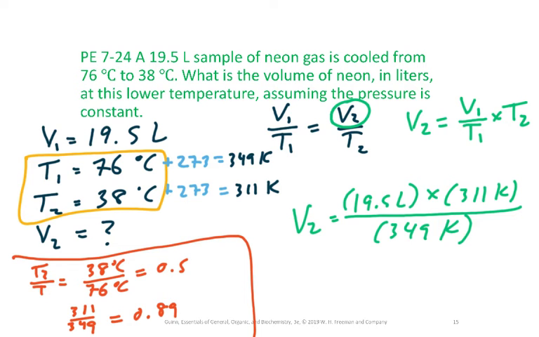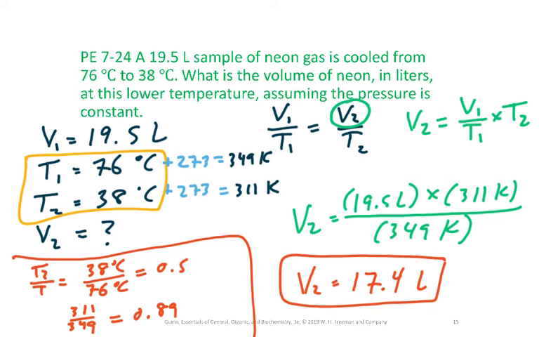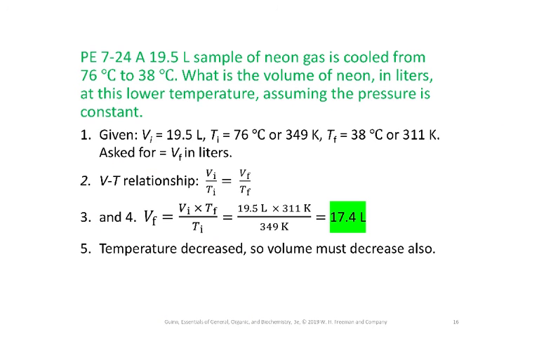and we do in fact find that V2 has gone down just a little bit to 17.4 liters. Does this make sense? Yeah, temperature goes down, volume should also go down. There's the work again a little bit cleaner for us, and we can see we got the same thing. Okay, let's move on to another relationship.